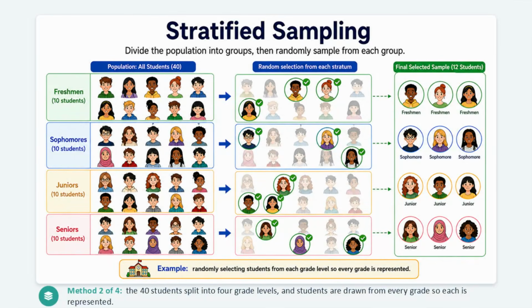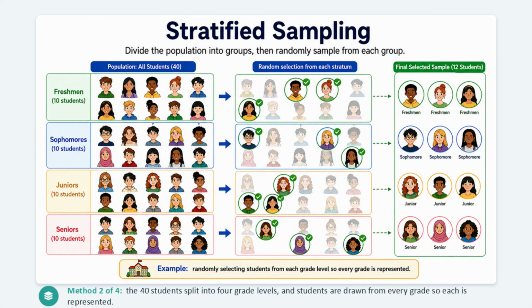Okay, take a look at this picture because it shows stratified sampling really clearly. On the far left, we have our whole population. There are 40 students total. But notice that they've been divided into 4 groups: freshmen, sophomores, juniors, and seniors. There are 10 students in each group. These groups have a special name. We call them strata.